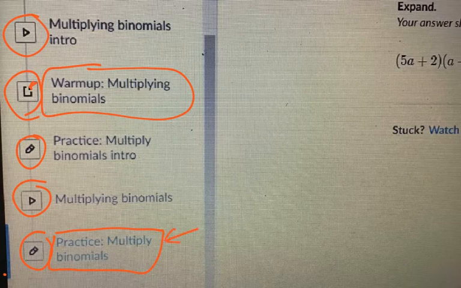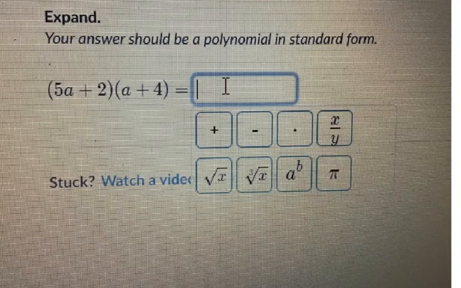Now, I went ahead and did part of this practice right here, titled Multiply Binomials. So, here was my first question. Now, most of you learn to do it with a box, right? I'm going to do 5a plus 2 down the side. I'm going to do a plus 4 across the top.